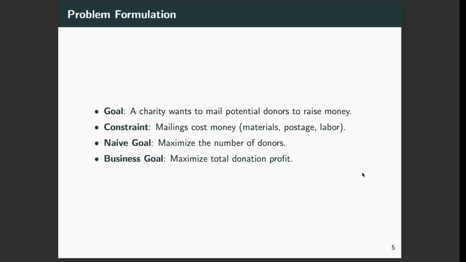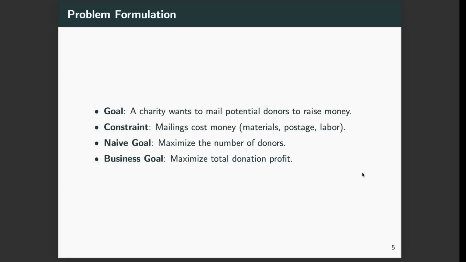Now here's the business constraint. Mailing is not free. Every letter costs money. It costs money to print it, costs money to stuff it in an envelope, and costs money to pay for postage. All of that taken together, let us say each mailing has a cost, which we will call c. So whenever the charity sends out a letter, they are making an investment.